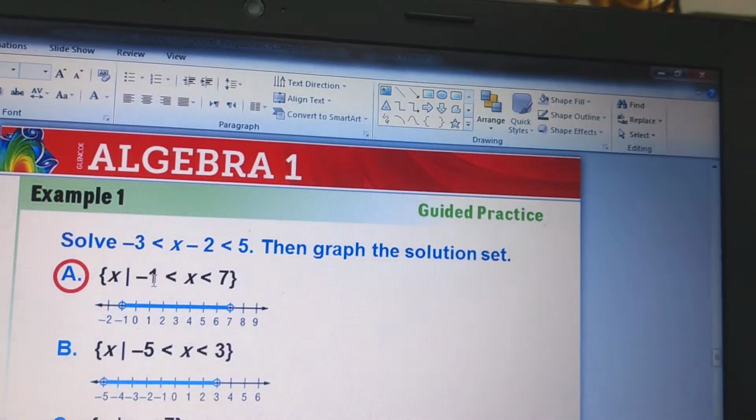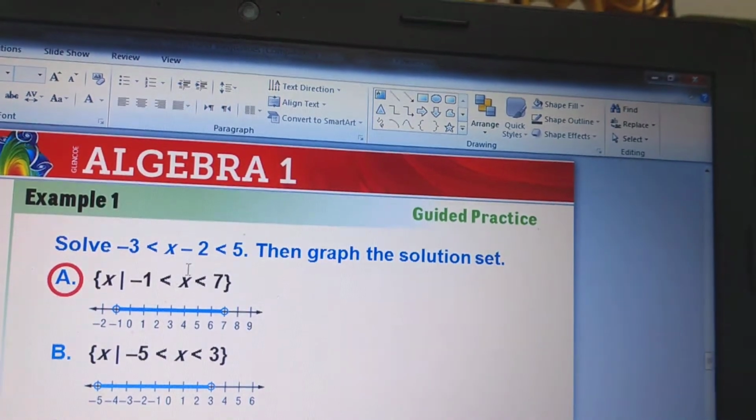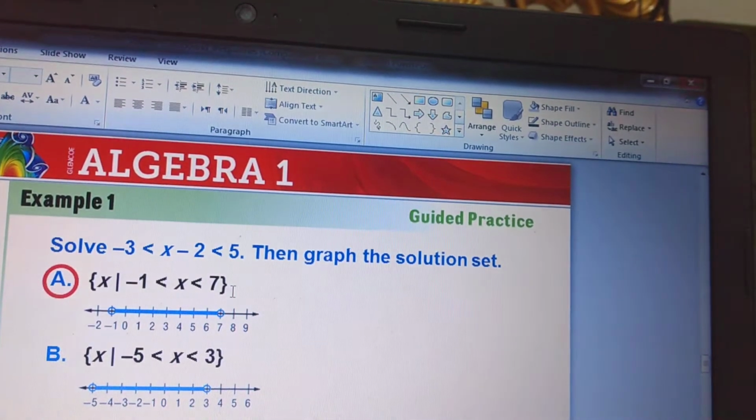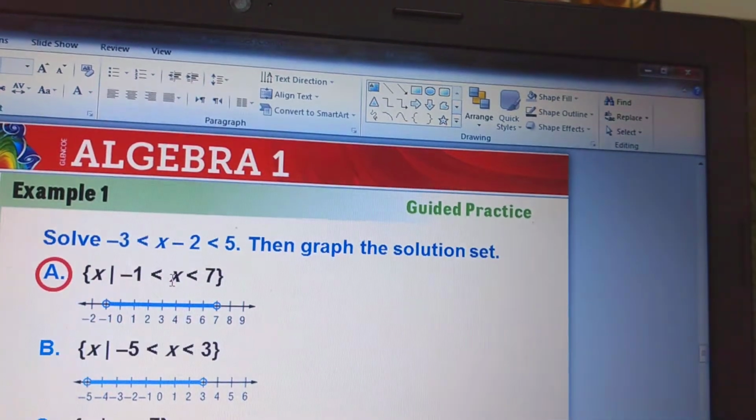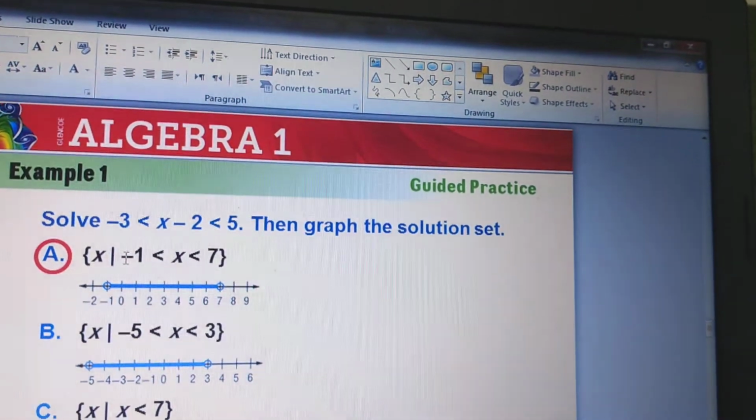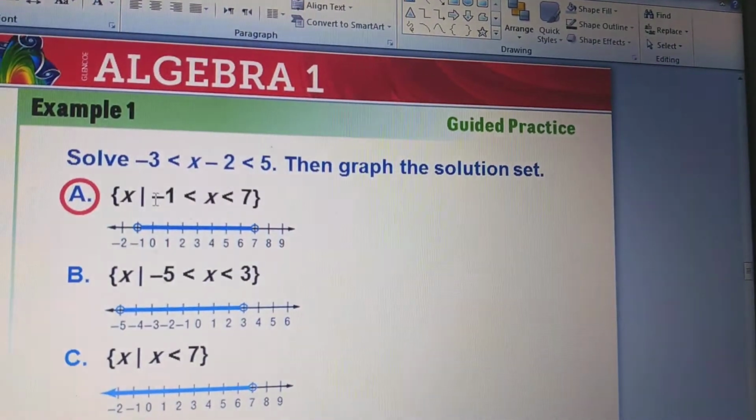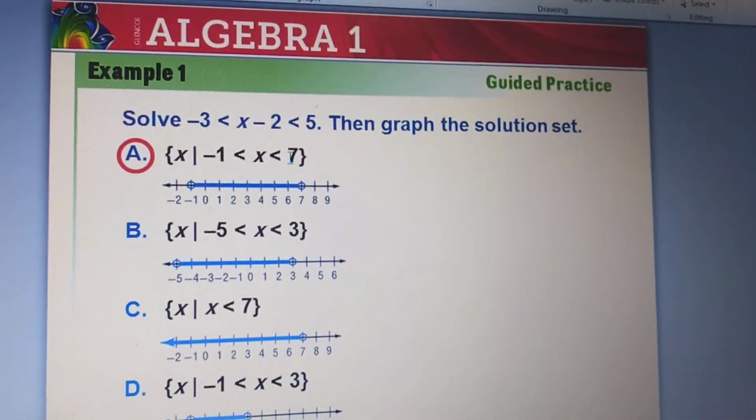Negative 3 plus 2 is negative 1. Negative 2 with the plus 2 is gone. 5 plus 2 is 7. This means x is more than negative 1 and less than 7. This is the solution.